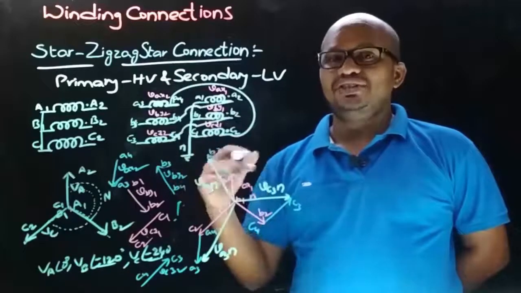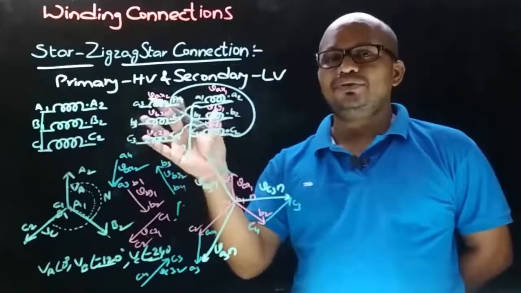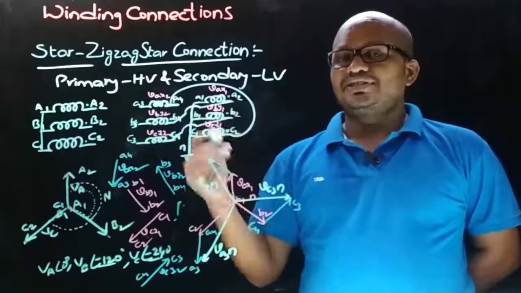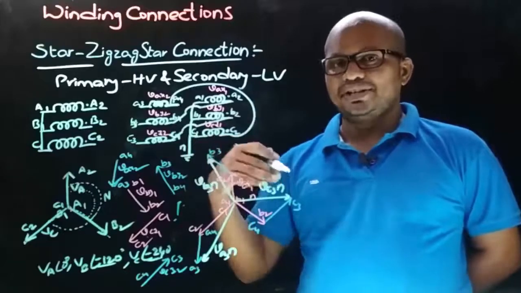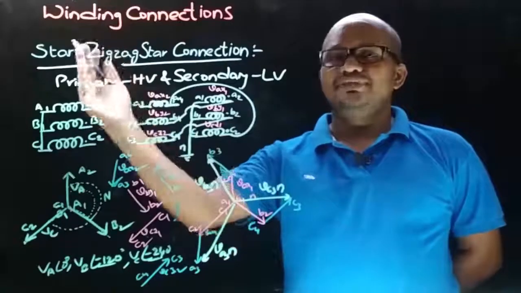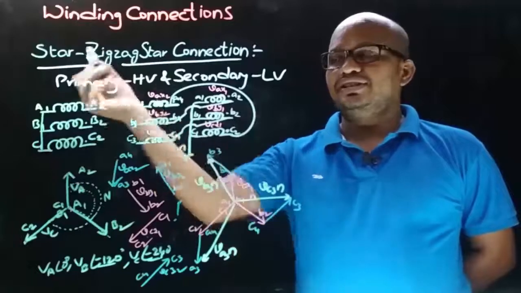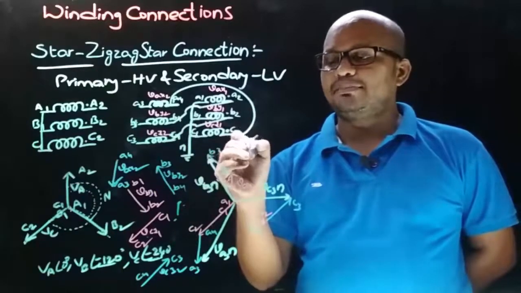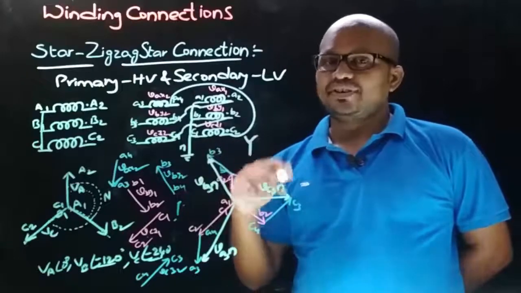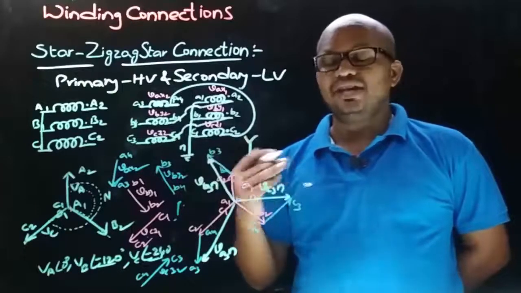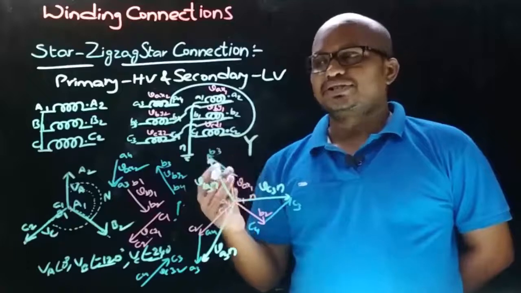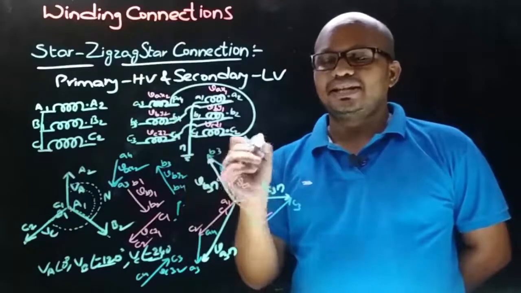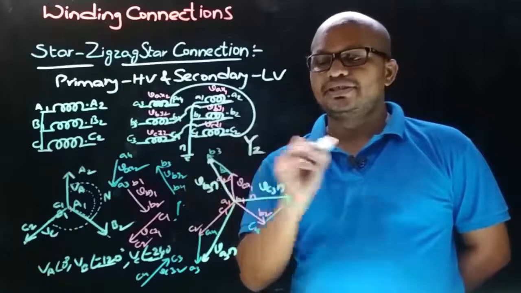Now let's identify the vector group symbol for this type of zigzag star connection. It is known that the first character in vector group symbol is a capital letter and that will indicate the HV side connection, and here HV side connection is star. Therefore, the first character in vector group symbol is capital Y, and the second character in vector group symbol is in small case, and that will indicate the LV connection, and here the LV connection is zigzag star. So here the second character in vector group symbol is small z.